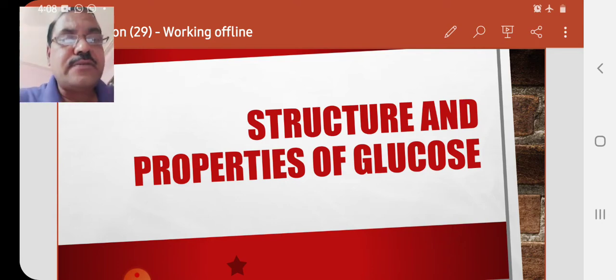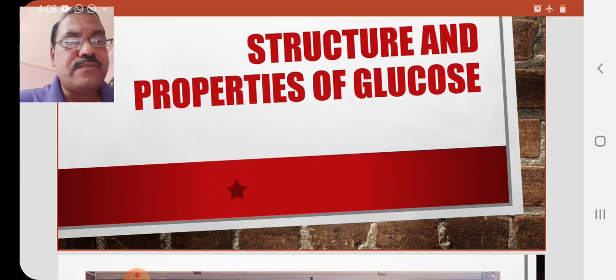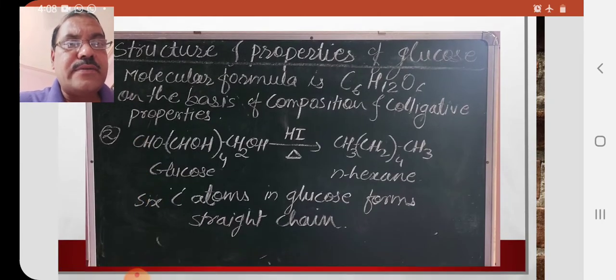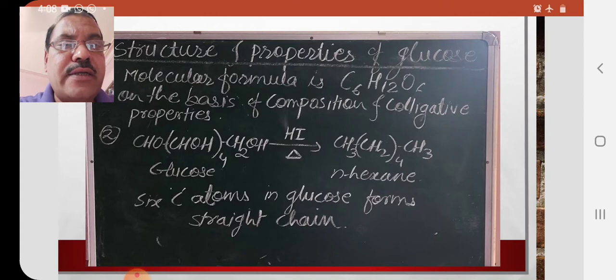In the reduced syllabus there is no study of oligosaccharide and polysaccharide, so we are going to study only the glucose molecule. Now, structure and properties of glucose. The first property is the molecular formula of glucose is C6H12O6. It contains 6 carbon atoms, 12 hydrogen atoms and 6 oxygen atoms, and this molecular formula is determined on the basis of its chemical composition and colligative property.